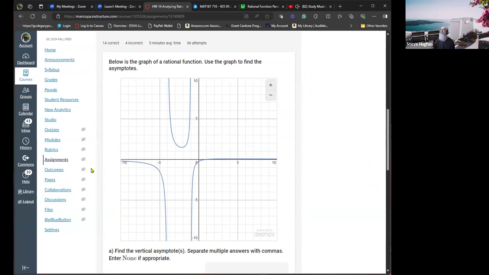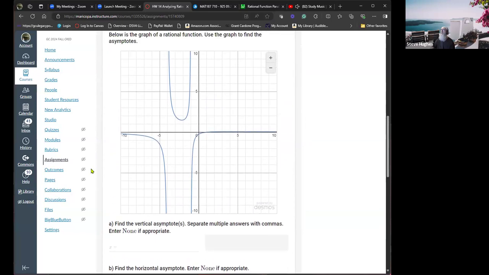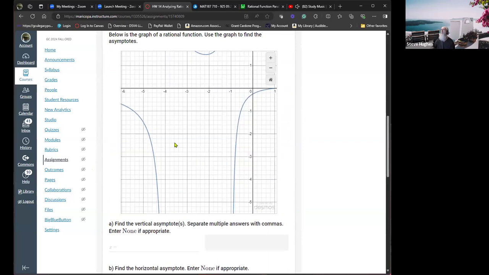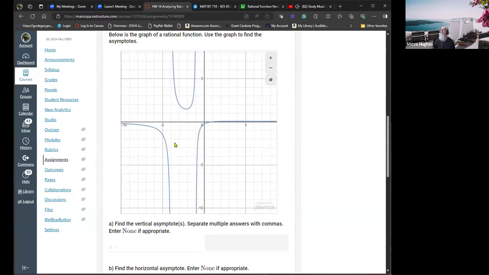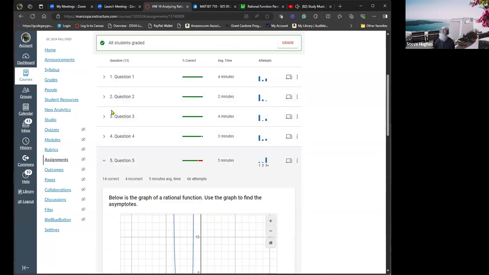All right, what's question 5? Use the graph to find the asymptotes. Okay. Remember the asymptotes would be vertical asymptotes here, right? Horizontal asymptotes here. So you can zoom in and out on that one. But it looks like most of you have gotten that right. 14 of you have.